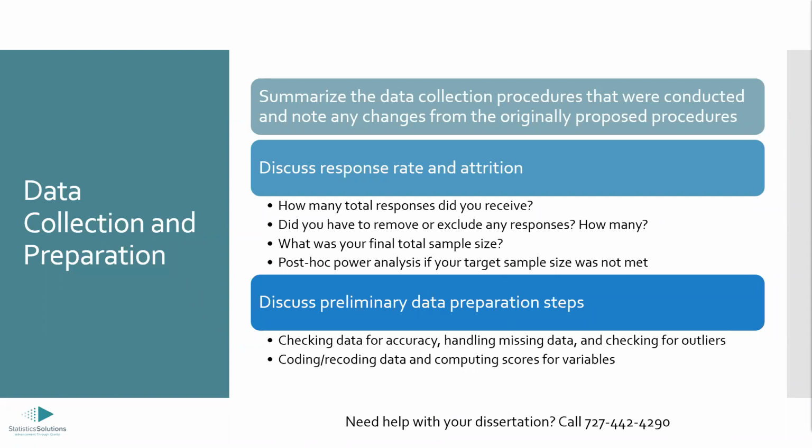You want to discuss the results of your data collection in terms of the response rate and attrition. So this includes information such as, how many total responses did you receive, or how many total people were entered into the study. So for instance, if you're doing a survey study, how many people in total responded to your survey? And then you want to talk about if you had to remove any participants or responses. So did you have to exclude anyone? For what reasons would you have to exclude people? How many people did you have to exclude, and what reasons were there for excluding those people?